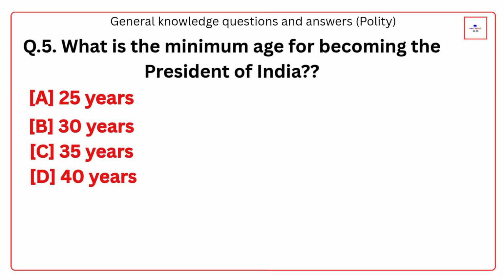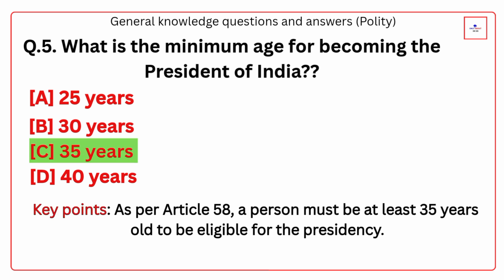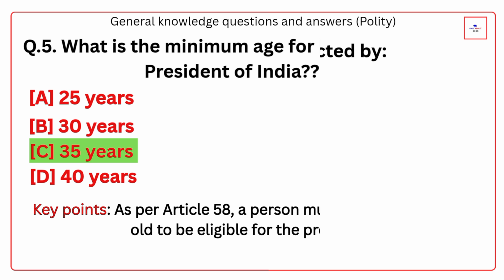What is the minimum age for becoming the President of India? Correct answer is 35 years. As per Article 58, a person must be at least 35 years old to be eligible for the presidency.